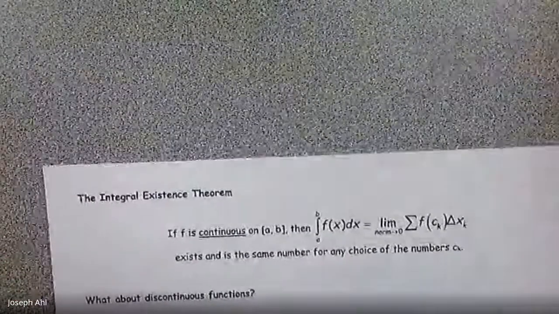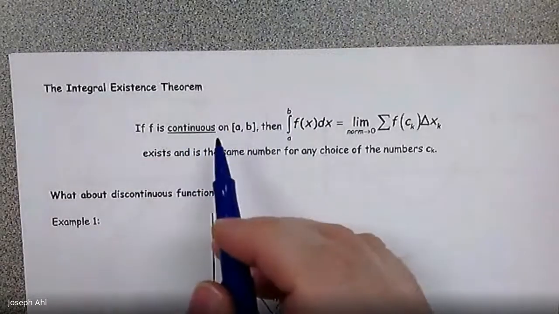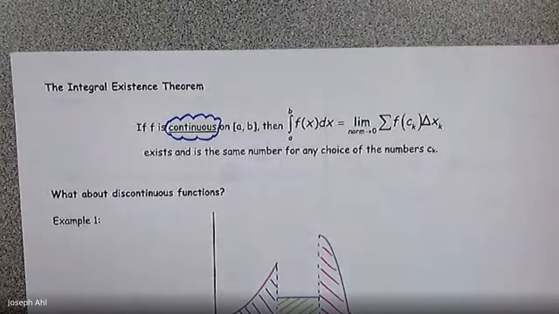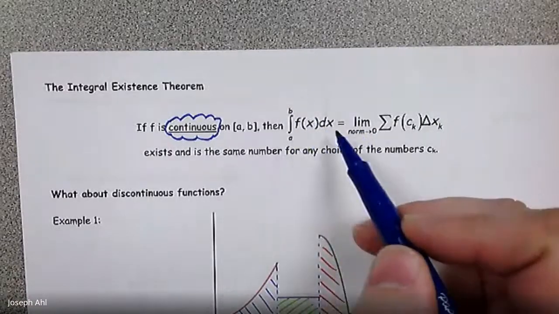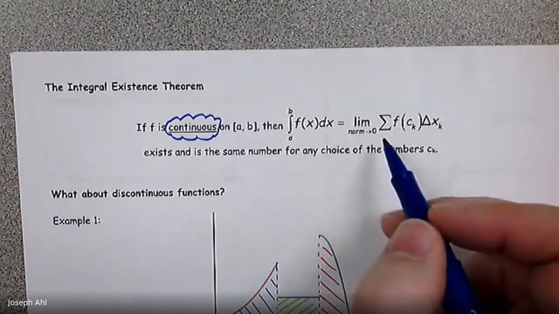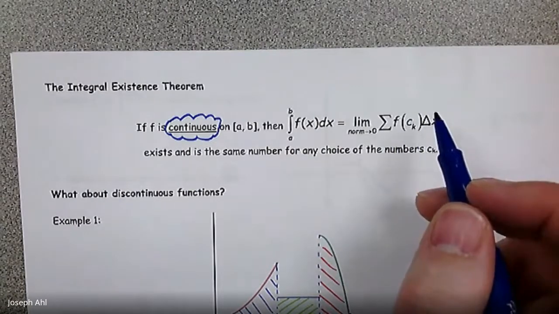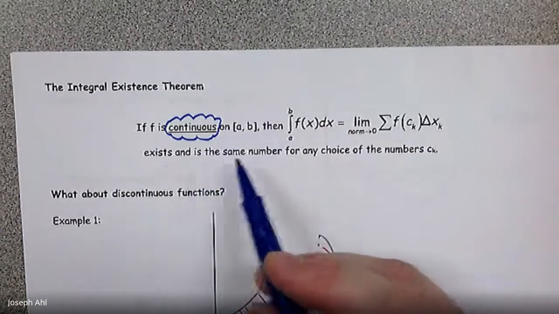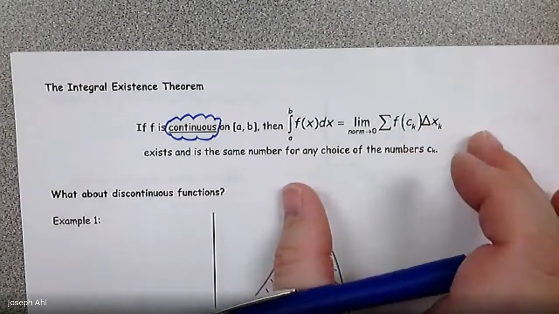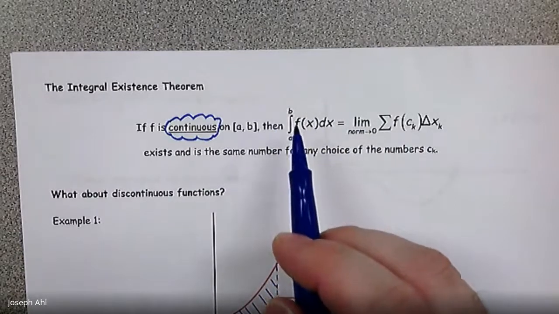All right, moving on to something that we saw as far as the integral existence theorem. This was in your notes from day 42. If f is a continuous function on the interval from a to b, then the area under the curve from a to b of f of x dx is equal to, and again, this is our notation for the limit as the norm of the partition goes to 0 of the sum of the heights times the widths in this case. We know that it exists and is the same number for any choice of the number c sub k. So this is our very generalized form of the area under a curve, our definition of a definite integral here.